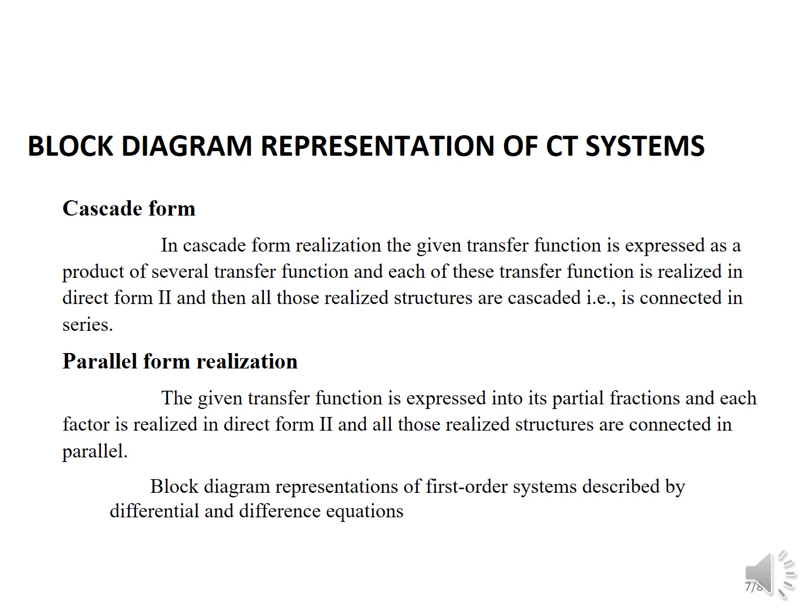Cascade form. In cascade form realization, the given transfer function is expressed as a product of several transfer functions, and each of these transfer functions is realized in direct form 2, and this realization is called cascade form. In the case of cascade form, the whole system function is divided into smaller subsystems, and it is divided in such a way that the order of the numerator must always be less than or equal to the order of the denominator.